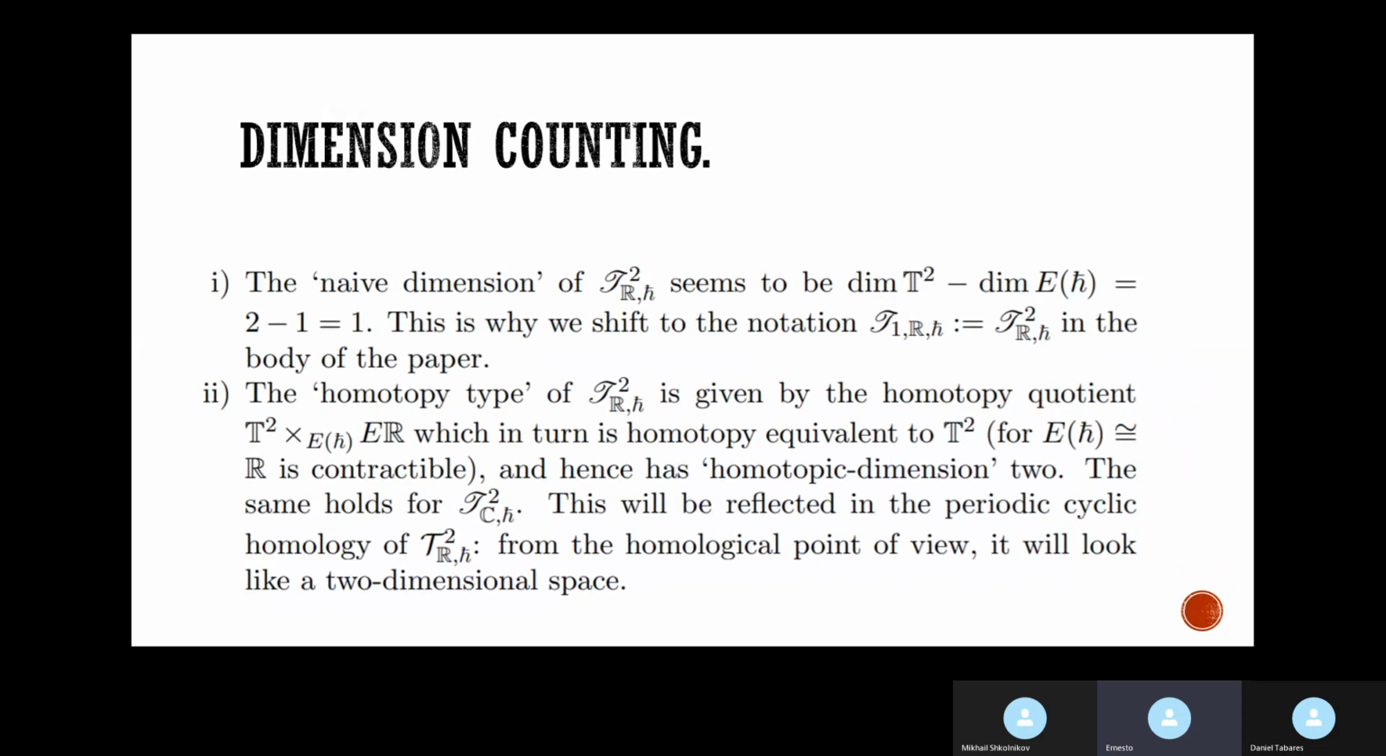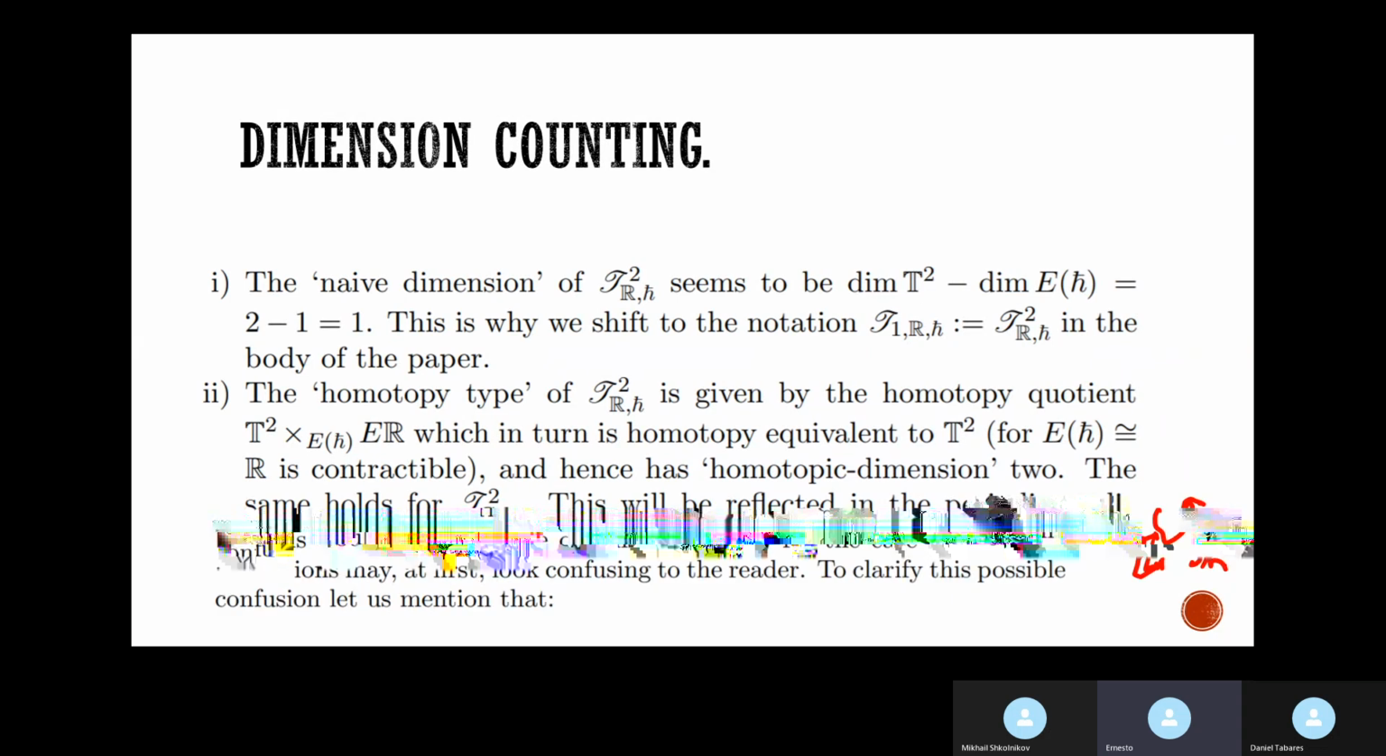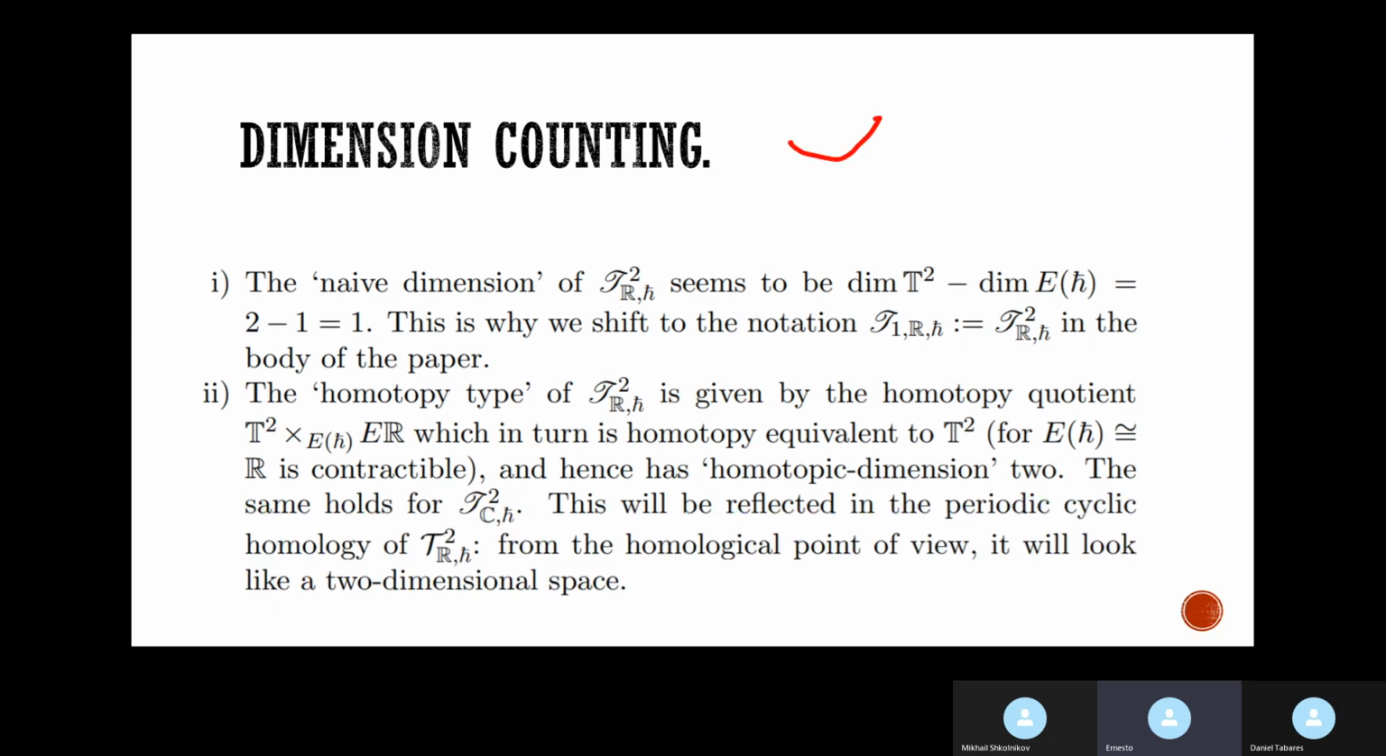And again, I'll repeat a little bit about this dimension counting. When you have the torus, and when I draw this torus, now you are to think that this is C star cross C star rather than S1 cross S1.